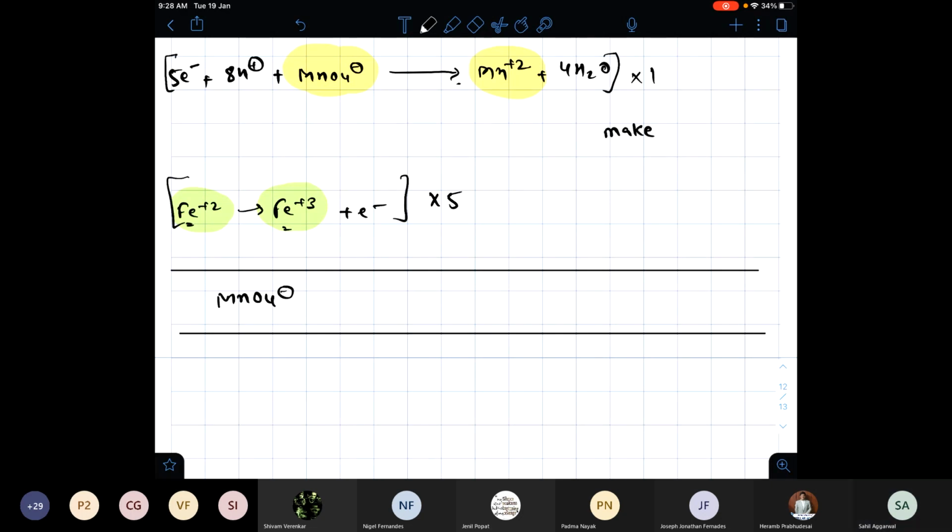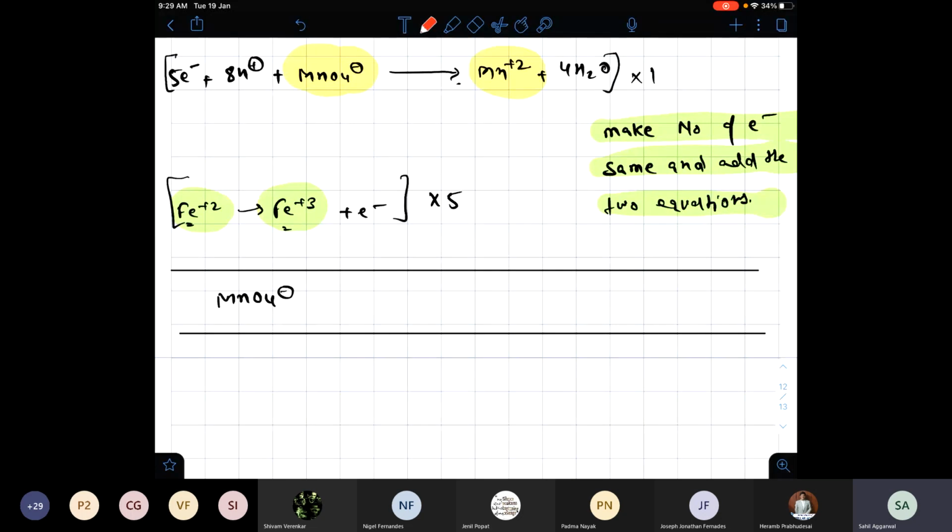Make number of electrons same and add the two equations.